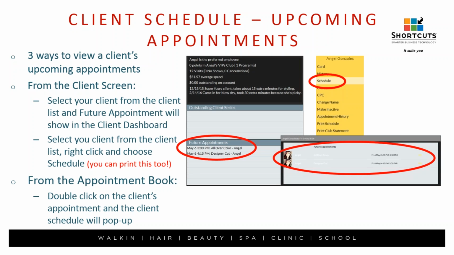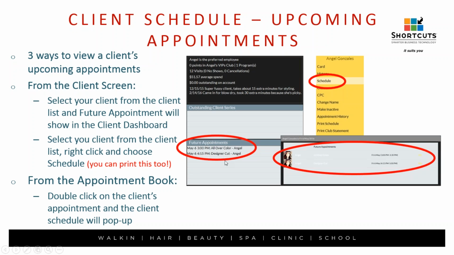Okay, so the client schedule, or viewing upcoming appointments. There's a couple of ways that we can see when clients have future appointments, or when their next or upcoming appointments are. From the client screen, I can select my client from the client list, and then future appointments will show in the client dashboard. That's what we're viewing here, and you can see I have that future appointments section.